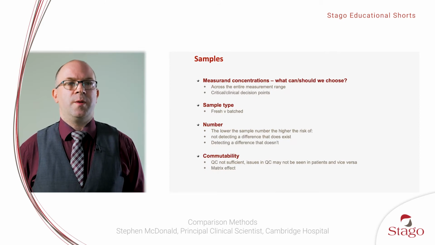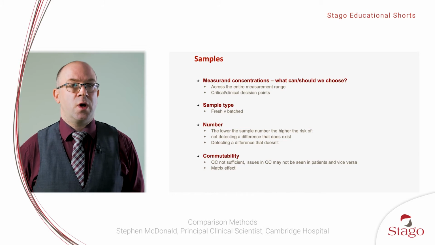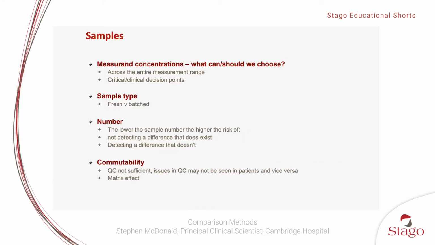So the first question that people always ask regarding testing for comparability is, what samples do we use? What samples do we have available to us? What options do we have to be able to demonstrate our quality processes? In particular, first of all, what concentrations do we need to consider?